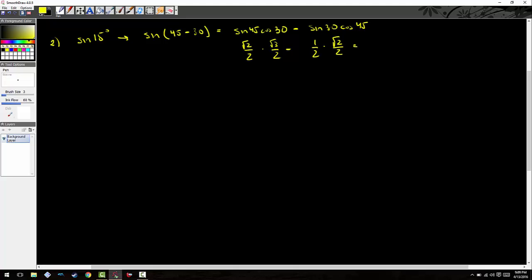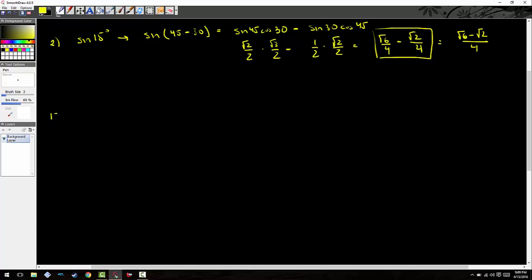Well, from here, my left side becomes rad 6 over 4, just multiply the tops and bottoms together, minus rad 2 over 4. And at this point, you can pretty much close out the problem. Now, some people might be a little more ambitious, and they may just combine the two numerators over one denominator. It doesn't matter which one you present to me. I'll take either one. Okay? So that's from the first section. So that's how you generally do each problem in the first section.